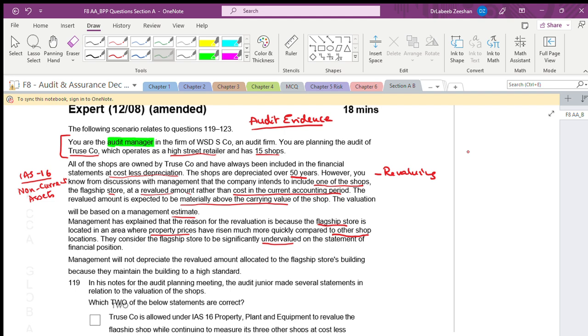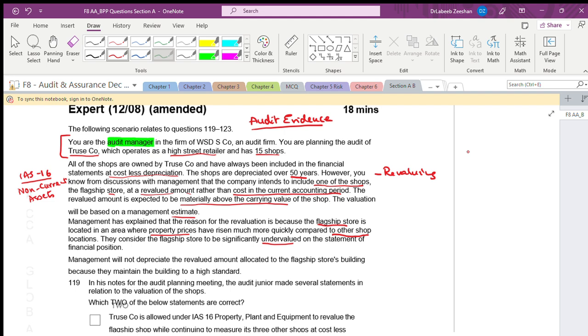They may be different. As an audit manager, you have to have professional skepticism. That's the most important. You have to think what's happening, what will go wrong, and how it is going to be affected. They say only one flagship. Why are they interested only in the flagship store? You should have doubt in your mind: why have you selected only one store, why are you not considering others?